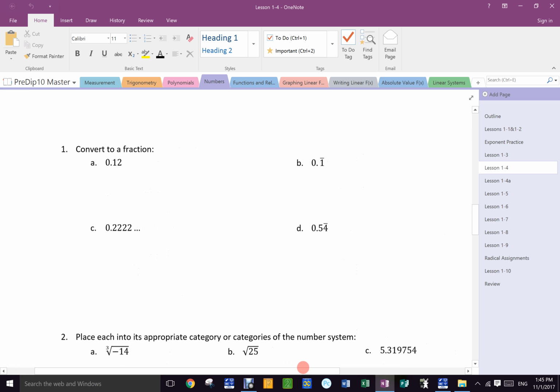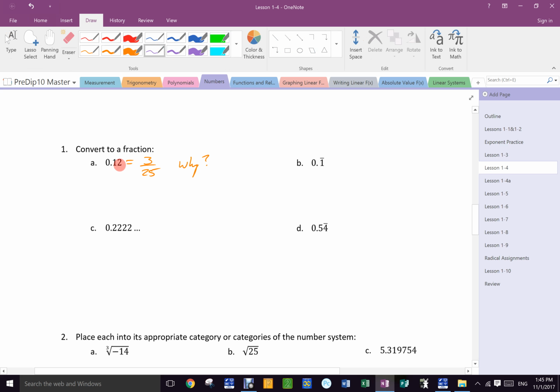So let's do a bit of math. Make sure everybody remembers how to do this stuff. Rational or irrational? Why? Ends. Now make it a fraction. Three over 25. Why? Lauren: Because the last number is in the hundredths place, which makes it 12 over 100, which you reduce to 3 over 25. Absolutely correct, right?